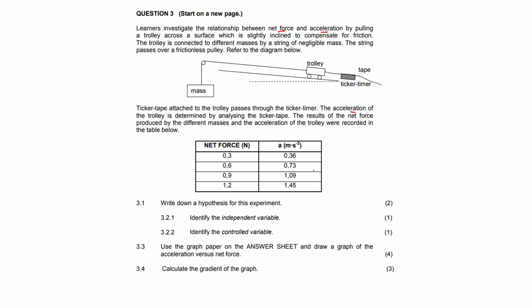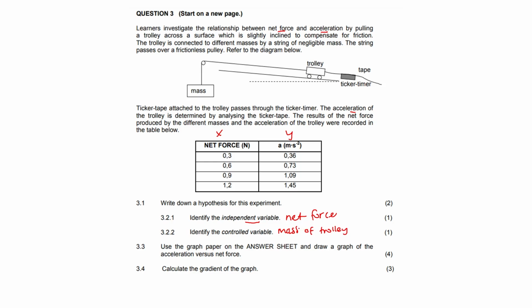3.2.1. Identify the independent variable. The independent variable is on the x-axis. The dependent is on the y-axis, and like I always say, in a table, x is the first column, y is the second column. So the independent variable here is the net force because it's on the x-axis. Then the controlled variable will be the one that is constant, and that is the mass of the trolley.